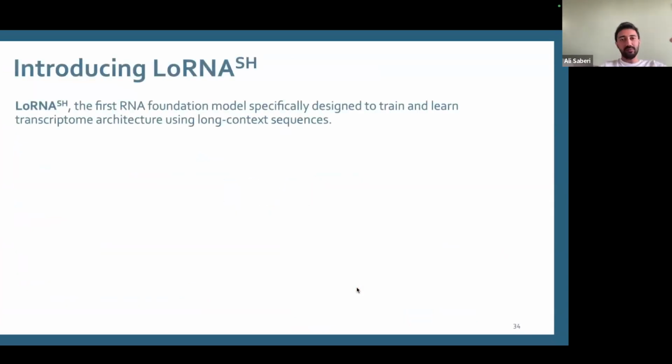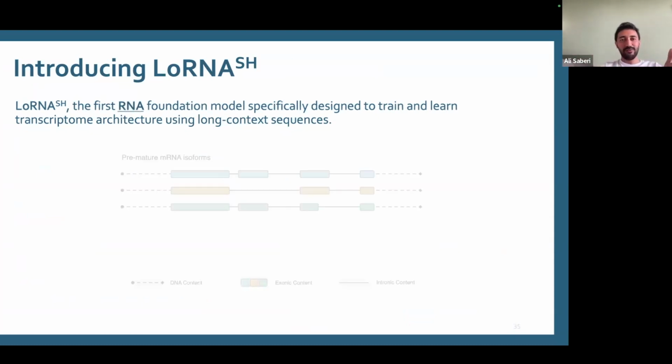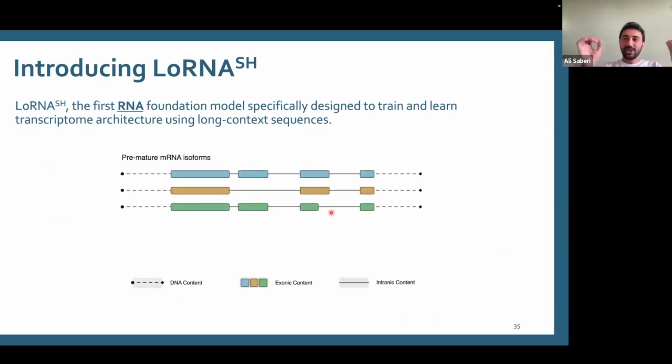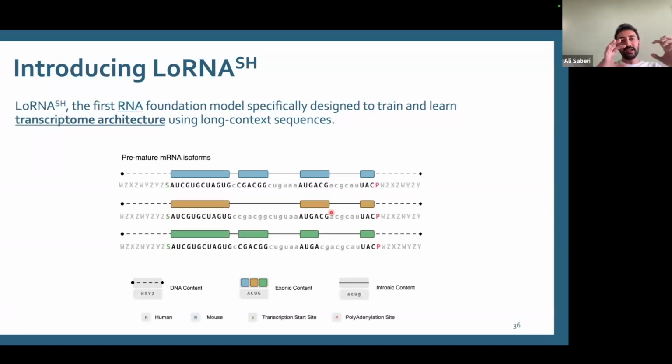I'll make it fast and talk about the different details of the model. So LoRNASH is the first RNA foundation model specifically designed to train and learn transcriptome structure using long context sequences. We call it an RNA foundation model because we are actually working on premature mRNA isoforms. We were focusing on transcriptome architecture, the molecular structure, using the tokenization that we have. So we're separating the DNA content from the RNA content, and also within the RNA content, we're separating the exonic regions and the intronic regions.